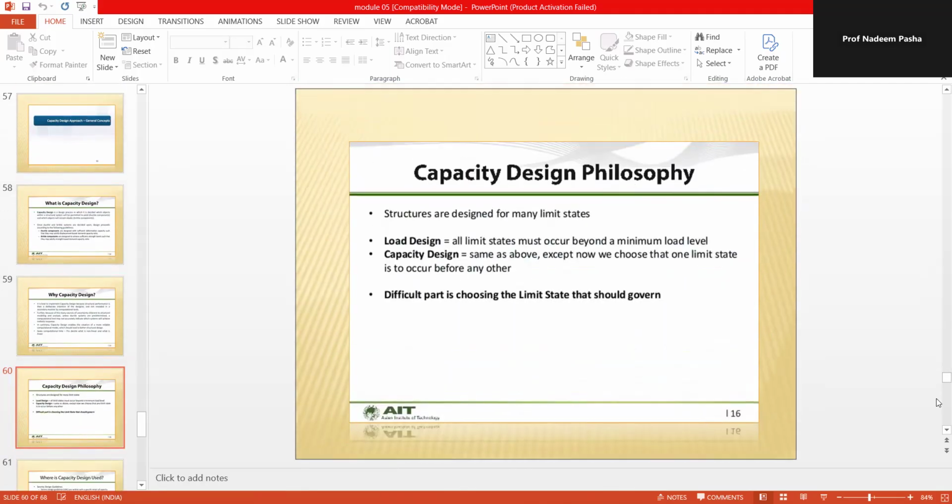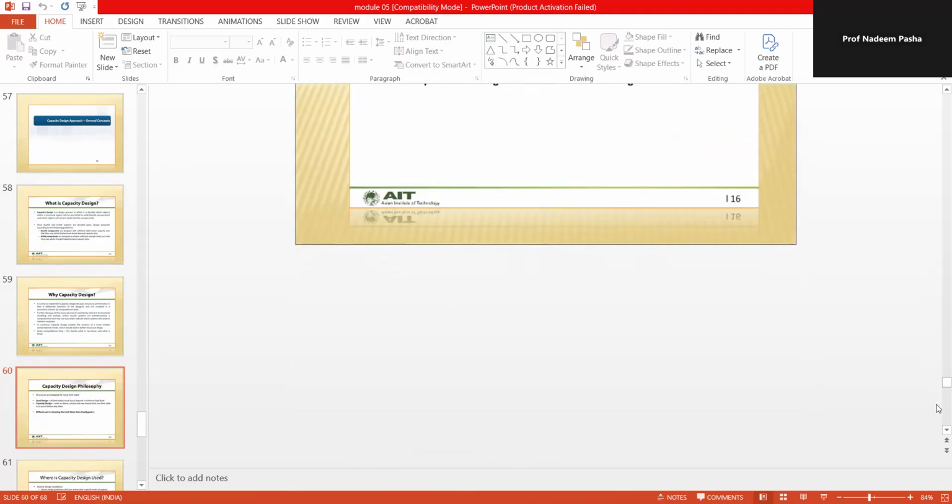Capacity design philosophy. Structures are designed for many limit states. Load design means all limit states must occur beyond a minimum load level. Capacity design is the same as above, except now we choose that one limit state occurs before another. The difficult part is choosing the limit state that should govern.